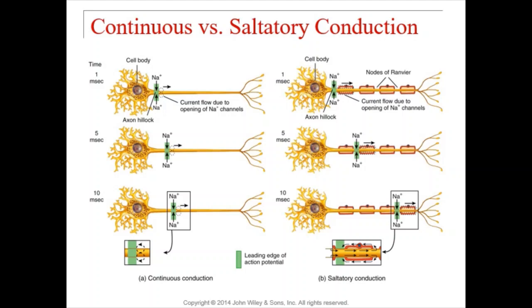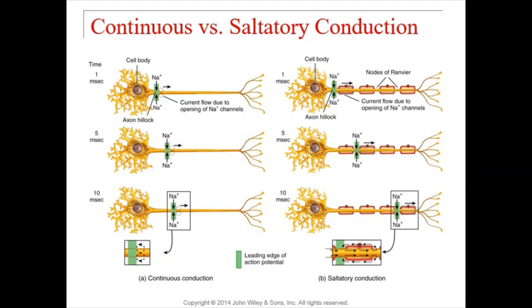Saltatory conduction occurs in myelinated neurons, while continuous conduction occurs in unmyelinated neurons. It occurs in neurons that do not have myelin. That's why when you look at the image to the left, you do not see those little red boxes, because there is no myelin involved in continuous conduction. So that's one difference, who does which. Myelinated neurons do saltatory conduction. Unmyelinated neurons do continuous conduction.